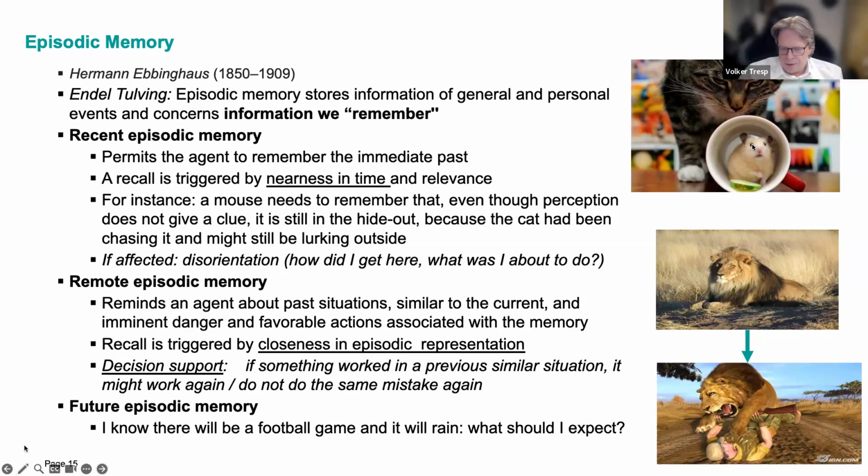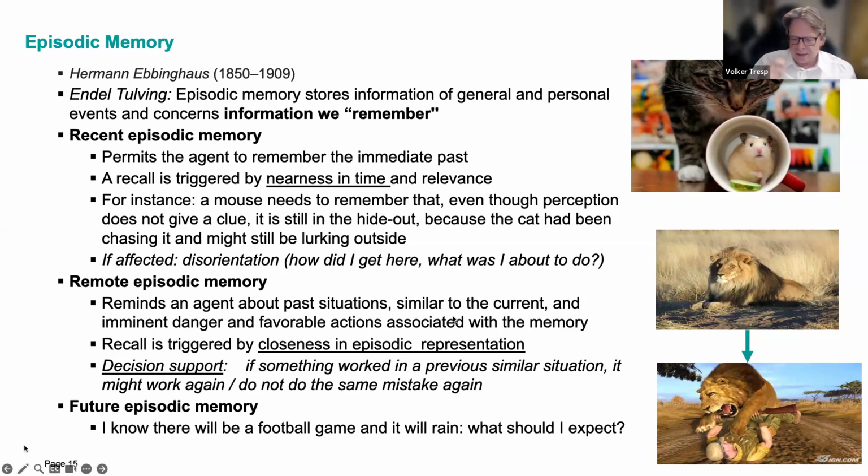So recent episodic memory gives you orientation about recent events, and so you don't need a complex state vector to do that. You just have to recall recent events to know why you are where you are. And remote episodic memory is more about decision support. If you have a bad experience with a line, you don't want to repeat that experience. So it gives you decision support and guidance in acting.